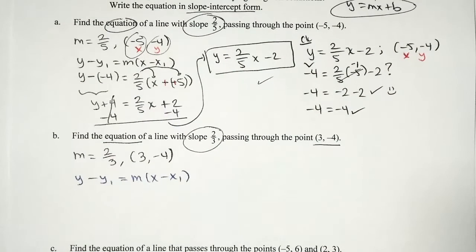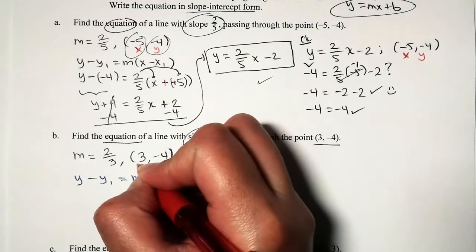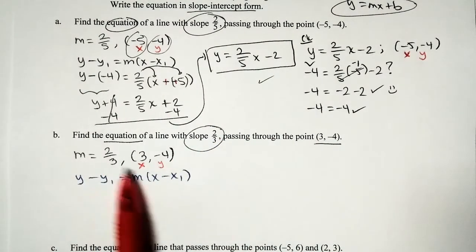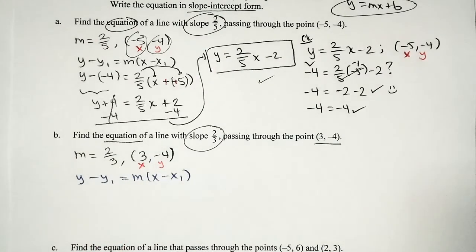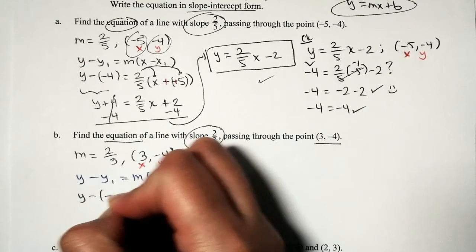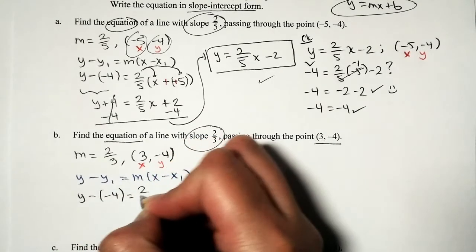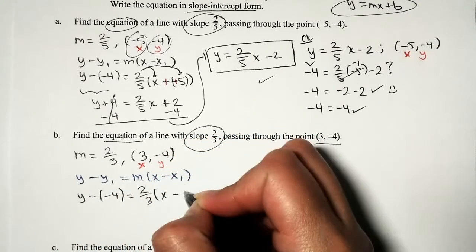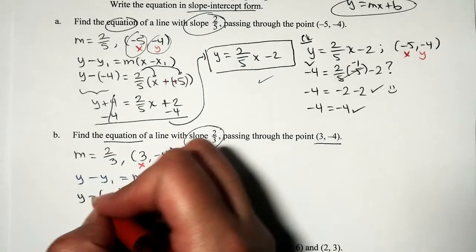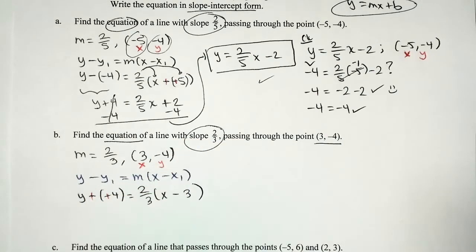Okay, fantastic. So let me go ahead and label this x, y for my peace of mind. So we're going to substitute the slope along with the coordinates of the point given. So we have y minus y1, y1 is -4, is equal to the slope of 2/3 times x minus x1, which is 3. Fantastic. So on the left side, y minus -4 is the same as y plus 4.